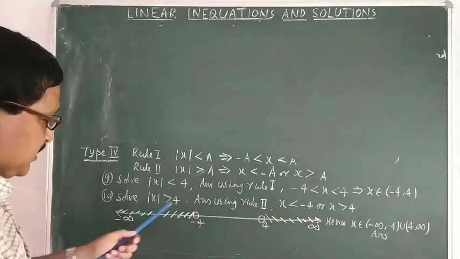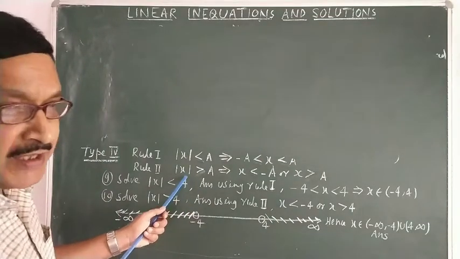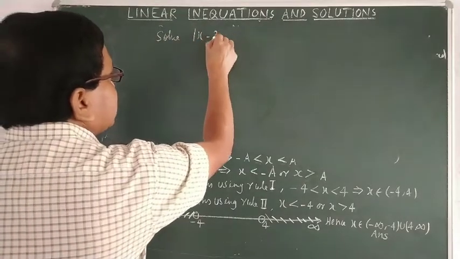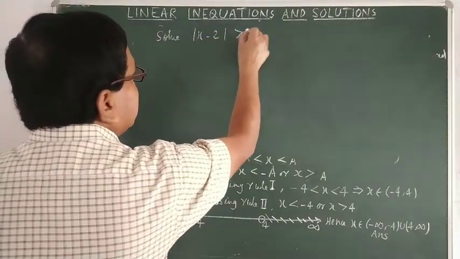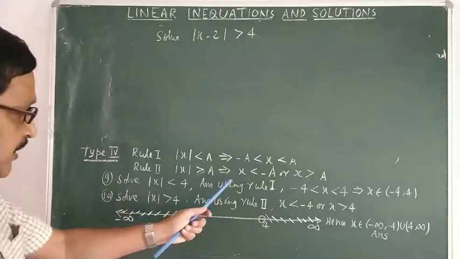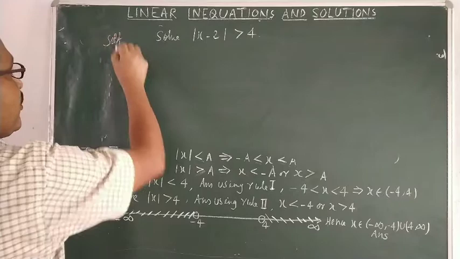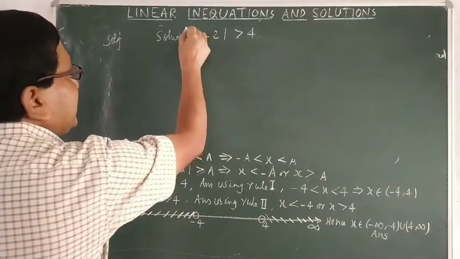Now suppose in case of greater than, I have not taken an example of greater than. Solve: modulus of 3x minus 2 is greater than 4. Now to do this you will follow the second rule. This is a self-made question, not in your book.